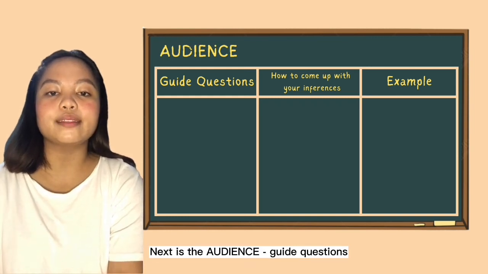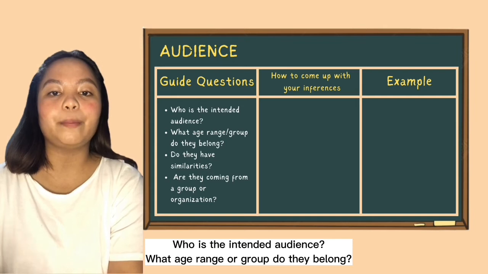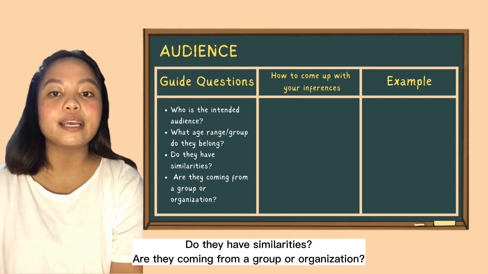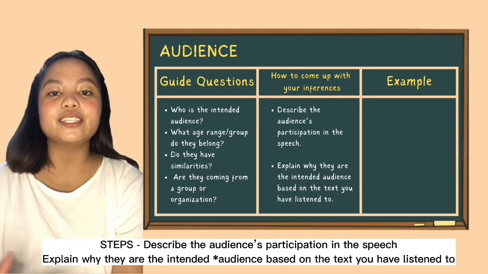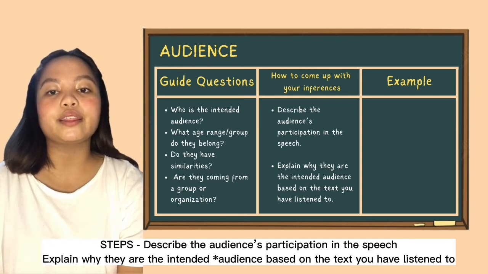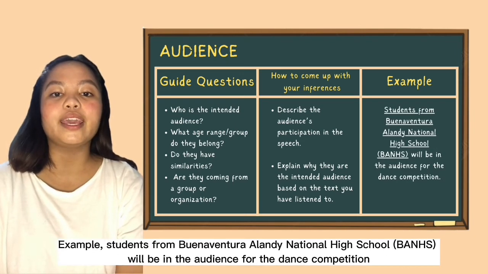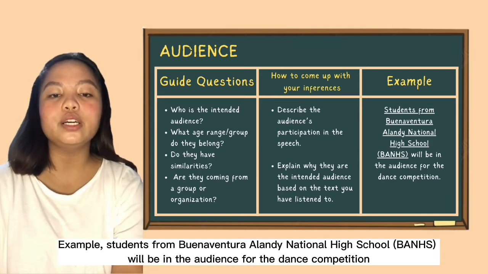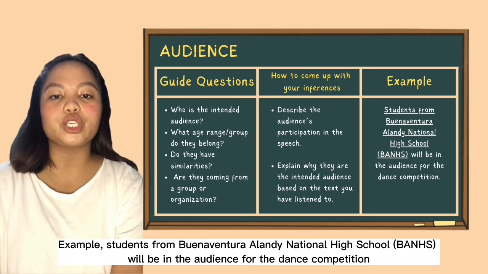Next is the audience. Guide questions: Who is the intended audience? What age range or group do they belong to? Do they have similarities? Are they coming from a group or organization? Steps: describe the audience participation in the speech. Explain why they are the intended audience based on the text you have listened to. Example: students from Buenaventura Landi National High School, BANHS, will be the audience for the dance competition.